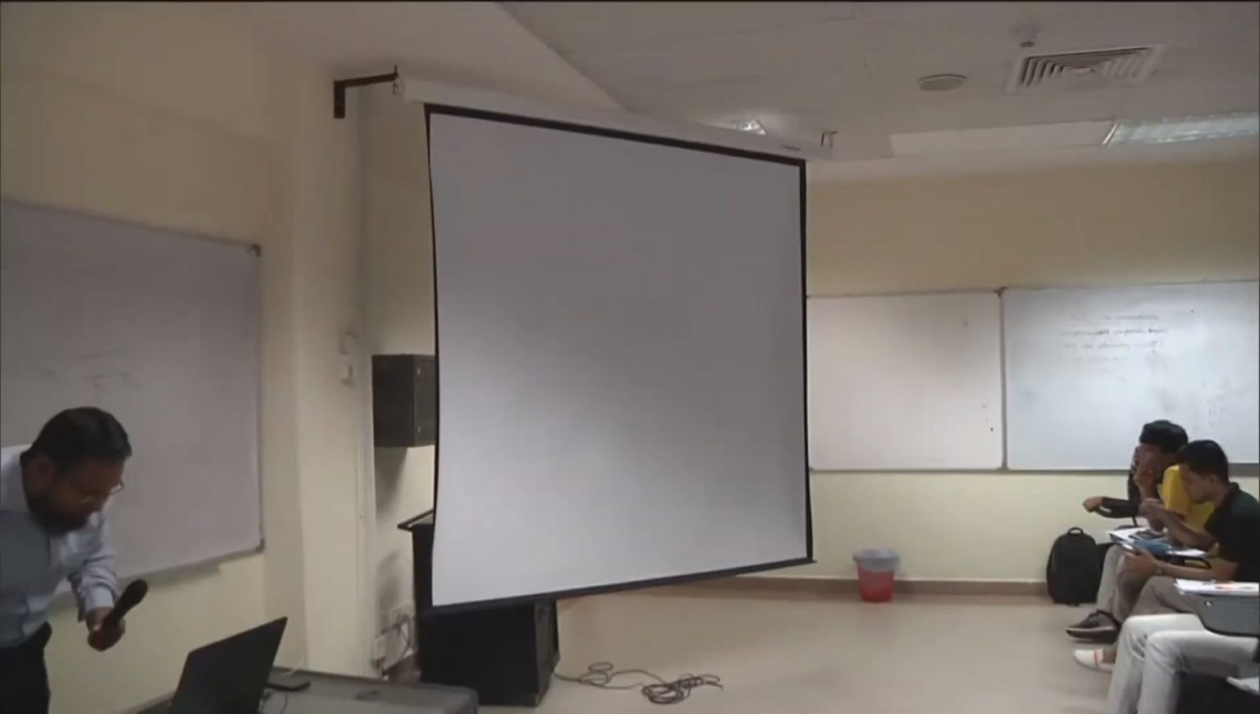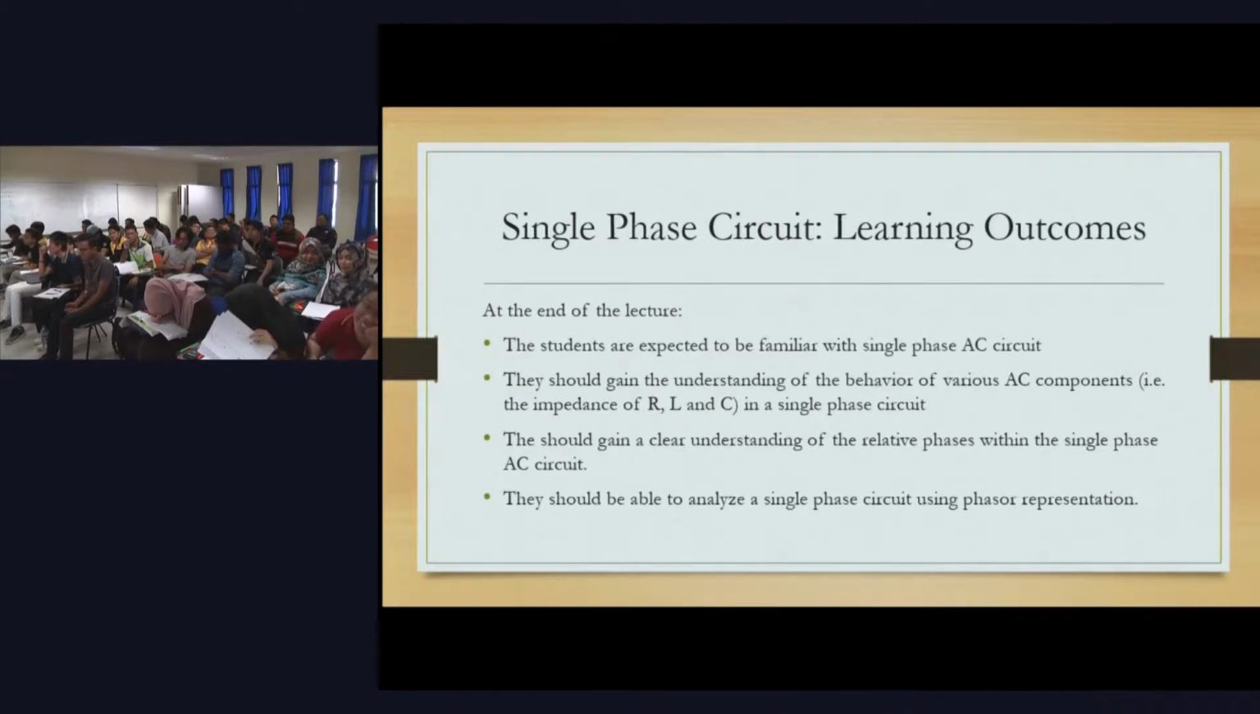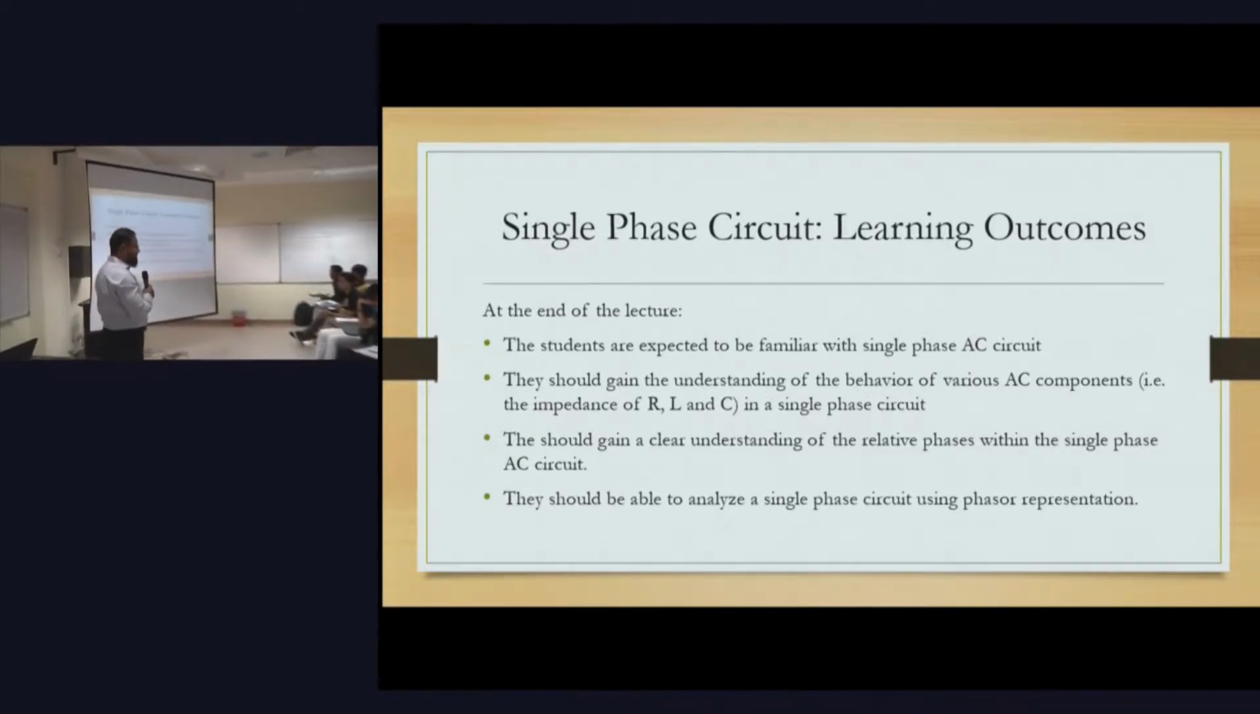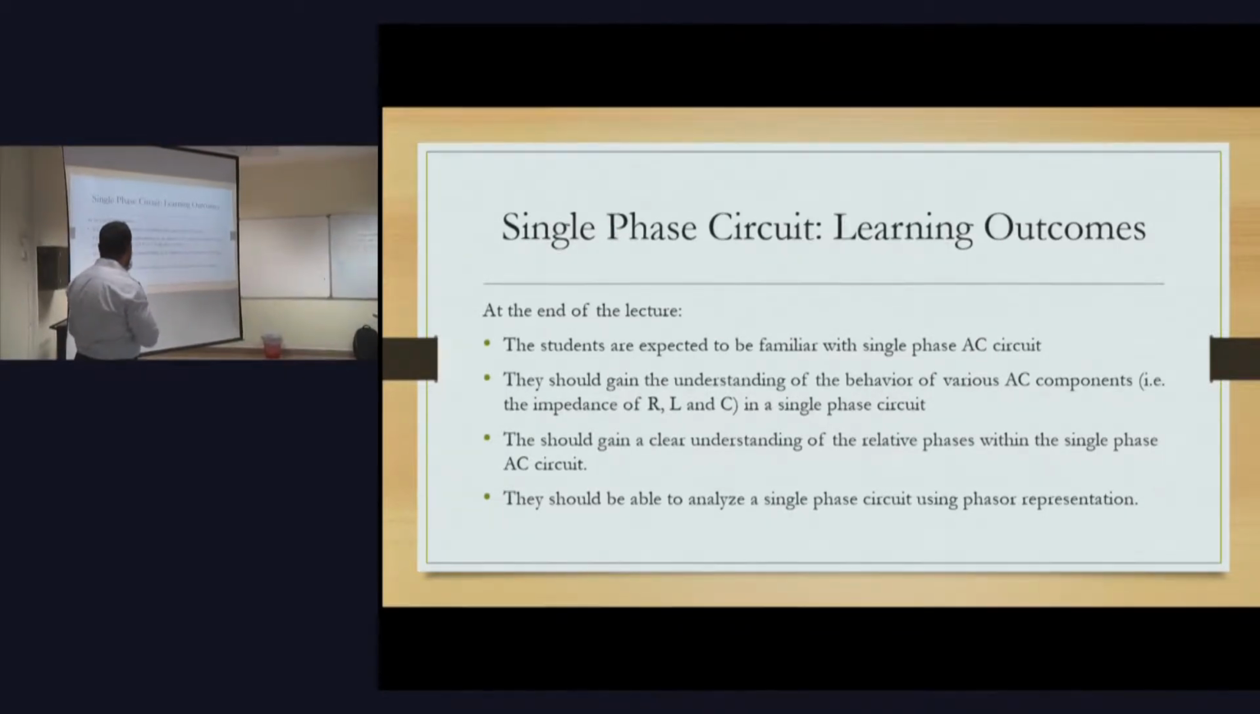Let's have a look. What did we actually have? Let's go back to the... So these are the things that are expected as the learning outcomes from this lecture or from this chapter. The first one was you are expected to be familiar with single phase AC circuit. And the second was you should have gained the understanding of the behavior of various AC components by now. The components are basically the impedance of R, L, and C in a single phase circuit.